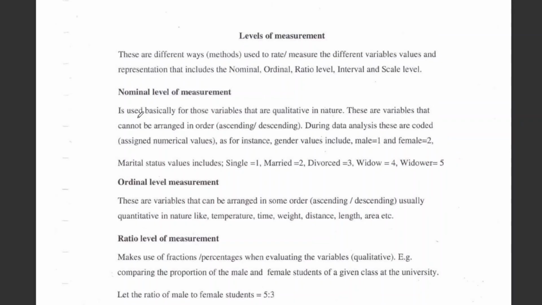We have nominal. The best way to get this nominal is that it starts with a no. So in nominal, there is no inherent order. It is basically for those variables that are qualitative in nature. These variables cannot be arranged in order. No inherent order. For example, if you're a male, we cannot arrange you as 10th, 11th, or 1st or 2nd.